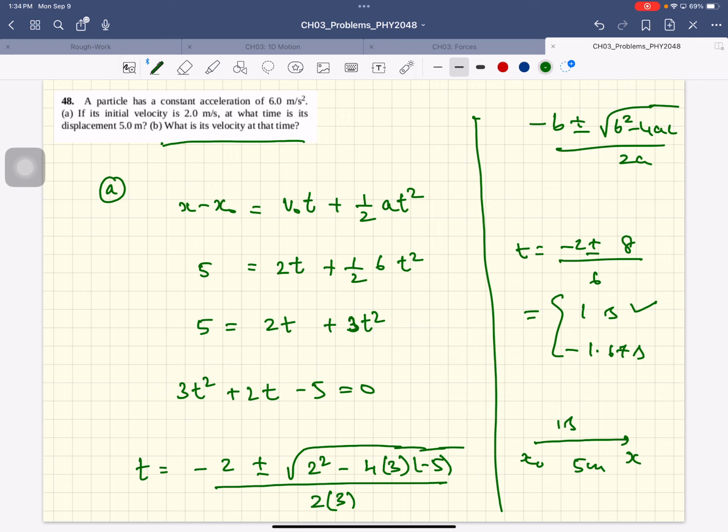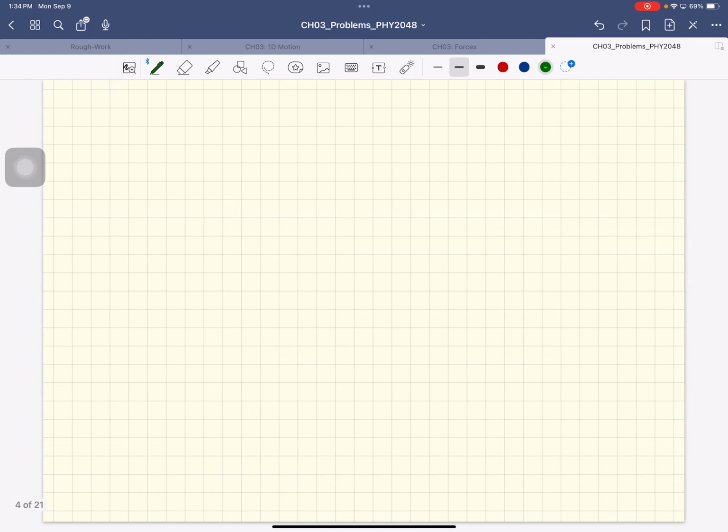Velocity is easy, so I'll let you guys calculate that yourself. Part B is just v equals v naught plus at. And so you just put 1 second for that.